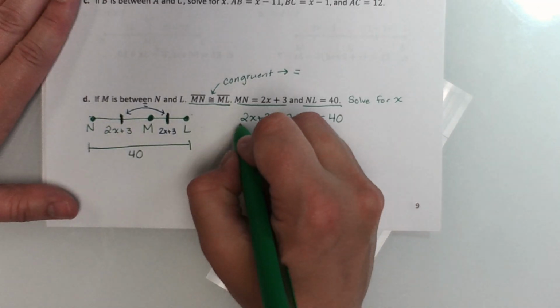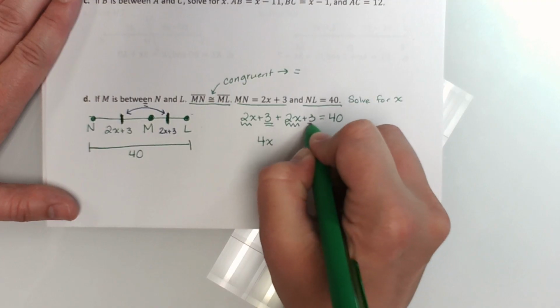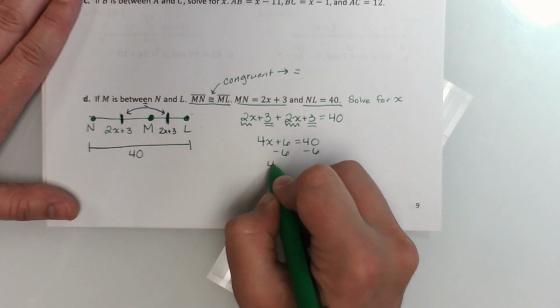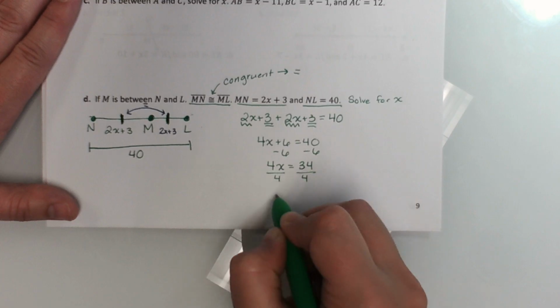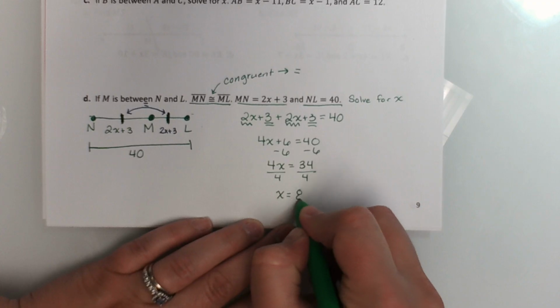Okay. I solved by combining like terms. What's 2x plus 2x? 4x. You got it. 3 plus 3 equals 6, and that equals 40. Minus 6, minus 6. 4x equals 34. And divide by 4. 8.5? I was right the first time? Yeah. Okay. Does a decimal mean we did it wrong?